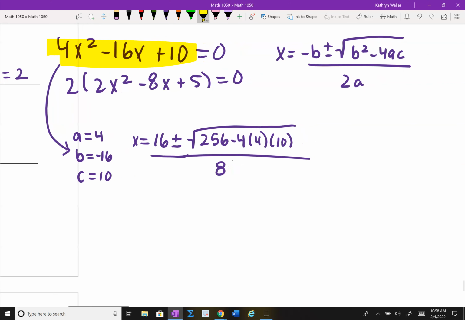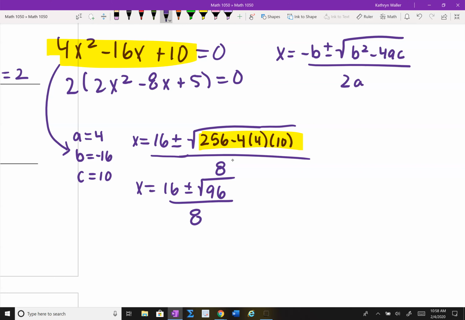Now I want you to grab your calculator and put that right there in your calculator. 256 minus 4, parenthesis 4, close it, parenthesis 10, close it, enter. So now you have x equals 16 plus or minus the square root of 96 all over 8. Am I done? No. I am not done. What do I do right now? Come on, guys. Simplify the square root.